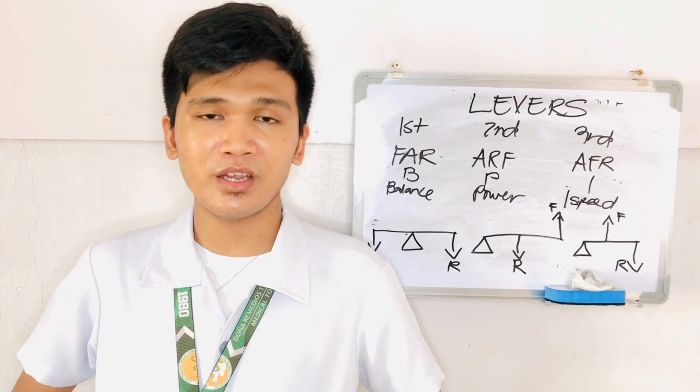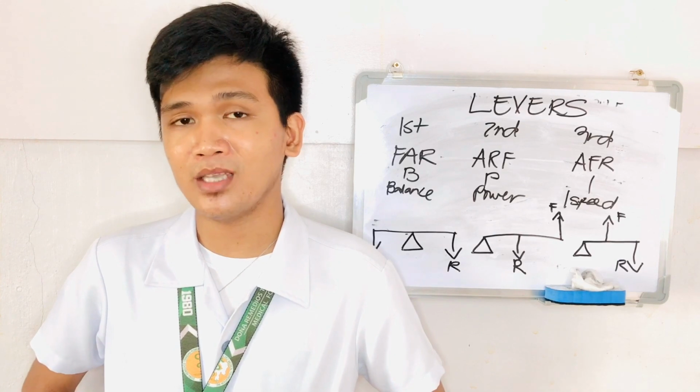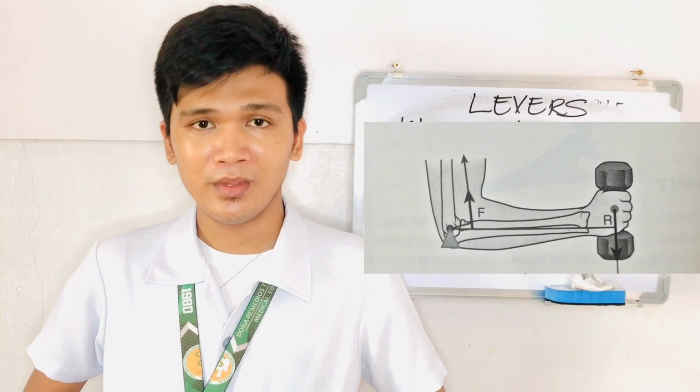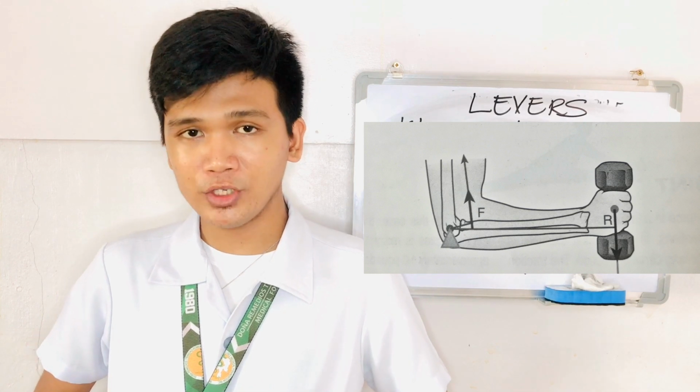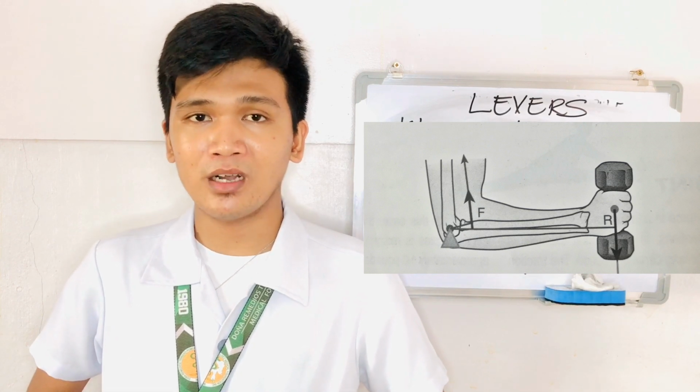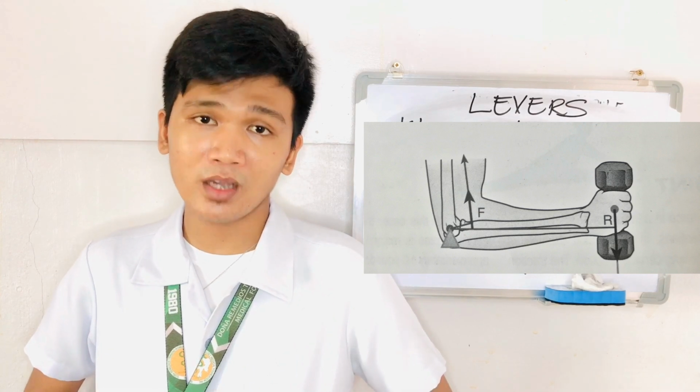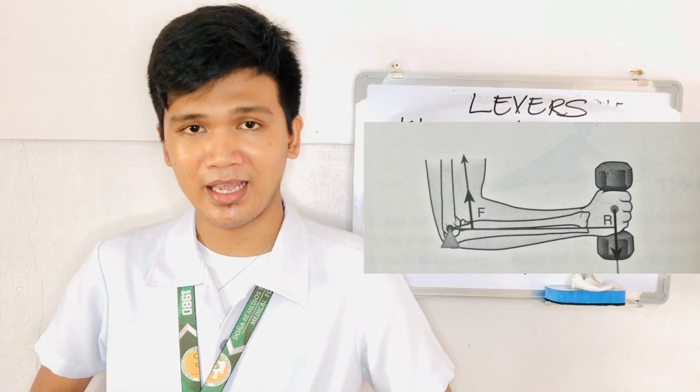And then lastly, the third type of lever, which is the most common type of lever, our example to that is elbow flexion. So our axis is at the elbow joint, and then our force comes from the biceps brachii muscle, and our resistance is coming from the dumbbell at the hand.